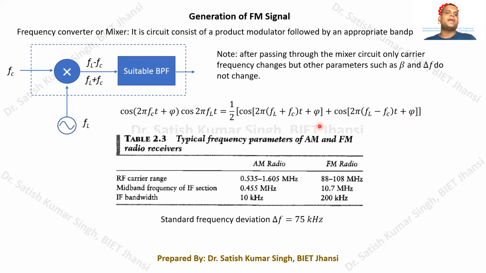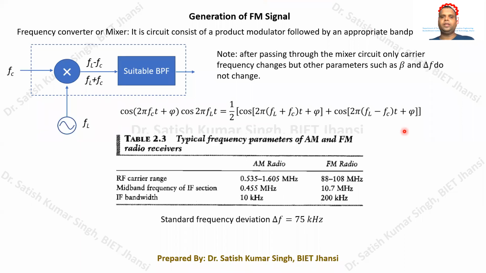So by passing a signal through a mixer circuit, you remember that only the carrier frequency is going to be affected. There will be no effect on the modulation index beta, the modulating frequency FM, or the frequency deviation delta F. So that will be the effect of a frequency converter or mixer on the signal. So that we need to remember.